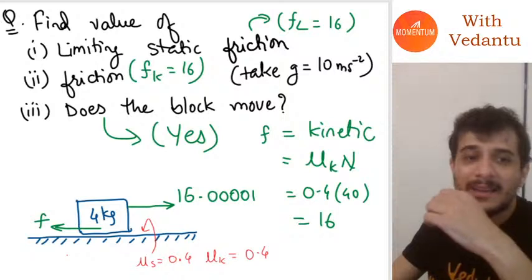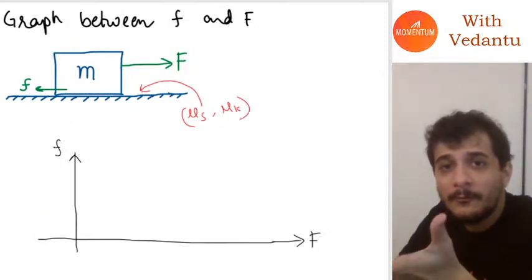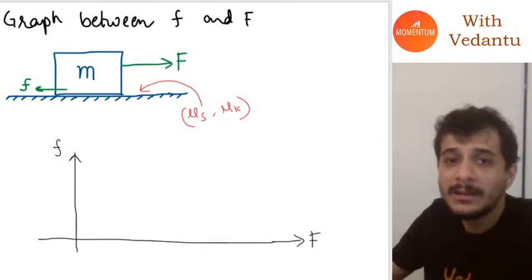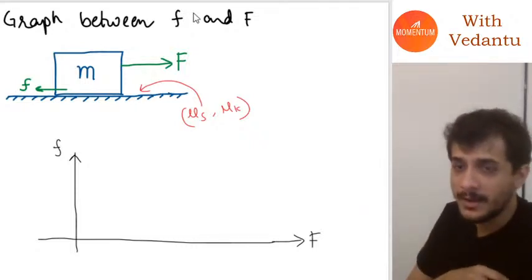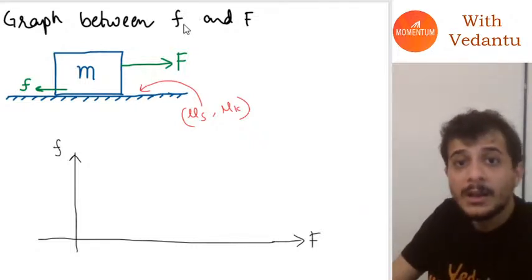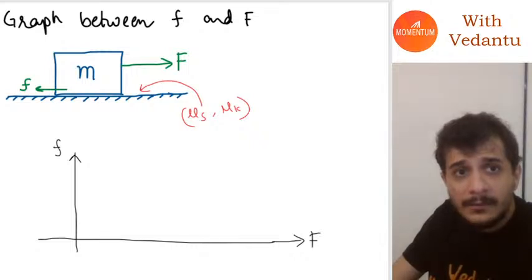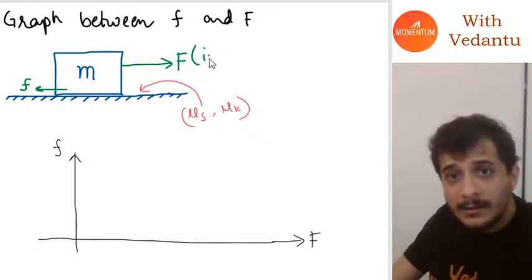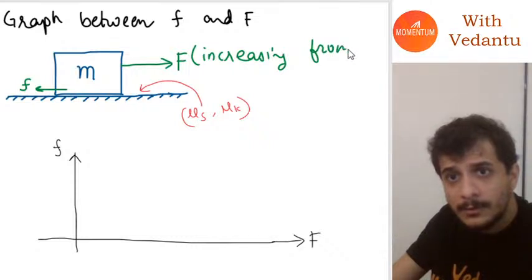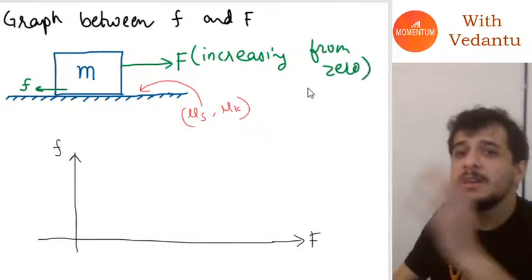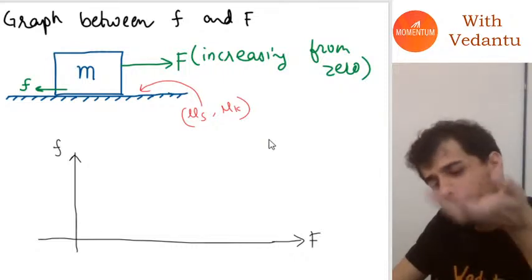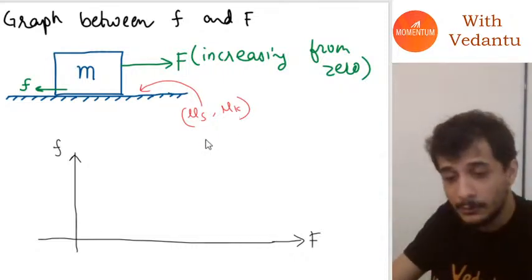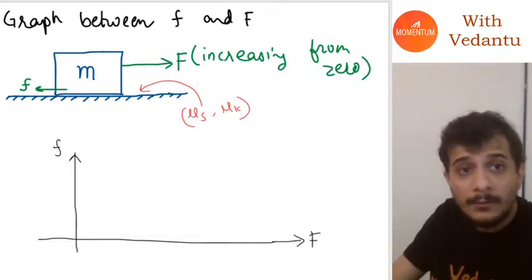Now, based on this, guys, if I ask you to make the graph between F and f, how will this graph look like? Let's say I start increasing the value of this from zero. Initially I was applying zero force, and now slowly I increase the value of this. So what will this graph look like, guys?